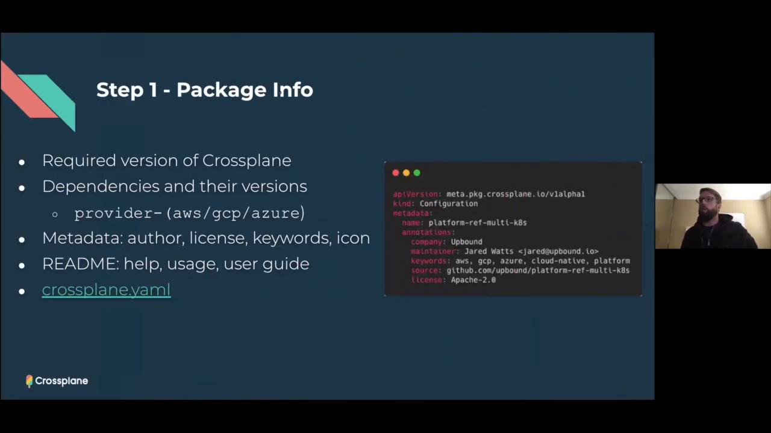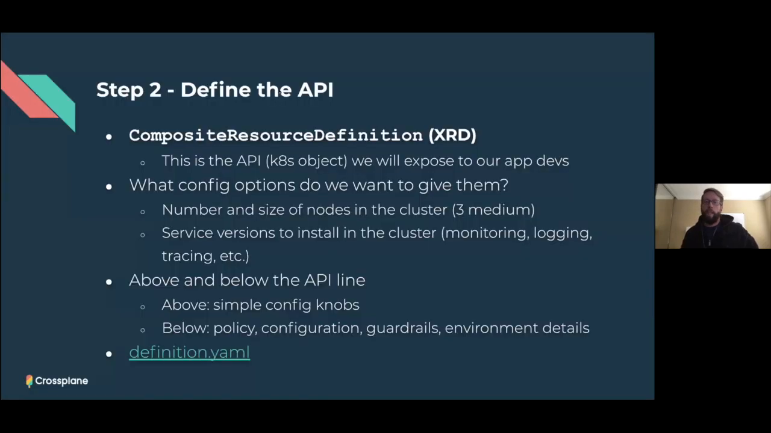And then we will go on to step 2 of actually defining the API. So this is where it gets a little bit more interesting, I think, where we are going to be creating a composite resource definition, an XRD, if you will, that really defines this is the surface area, this is the API that our app teams, our developers are going to be interfacing with. So if they want to create a cluster, what are we going to need to expose to them? We're going to expose some configuration settings, but obviously not everything. We don't want them to have full control over all of the details and the complexity of the environments underneath, right?